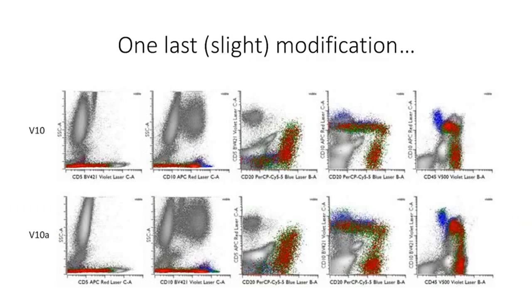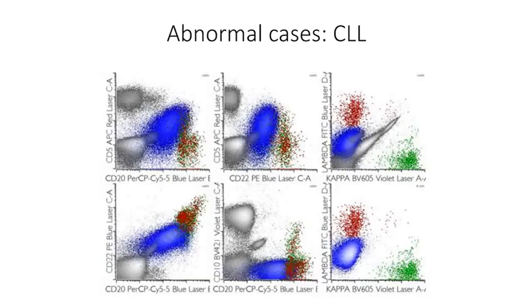So that's the final modification that we made. Instead of having CD5 in BV421 and CD10 in APC, we have CD5 in APC and CD10 in BV421. Next. And one more, please. Thank you. Okay, perfect. Oh, if we could go back, please.